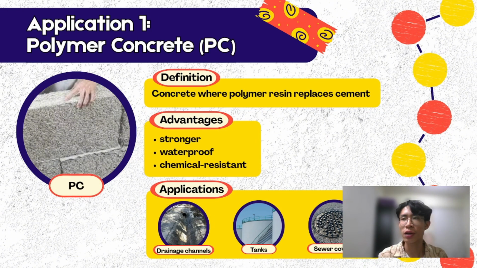So there are different kinds of application of these polymer-based materials. Firstly is polymer concrete, which is a kind of concrete where the polymer resin replaces the traditional cement material. The advantages are that it is much stronger, waterproof, and chemical resistant. It is used in drainage channels, tanks, and sewer covers.